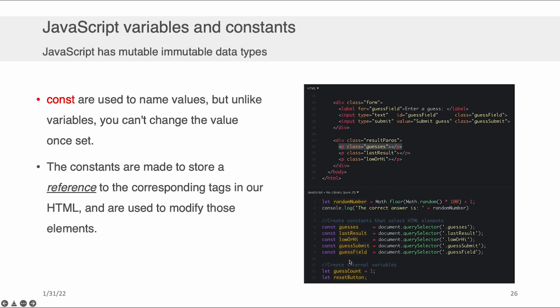Now, in addition to these things to bind to the various components I'm going to use to build the application, I'm going to need some internal variables too. Let's initialize with a guess count, because if they guess too many times, we want them to lose the game, and we'll set that to 1. And then we're going to want a reset button. And we're going to just declare that variable, but not give it a value quite yet.